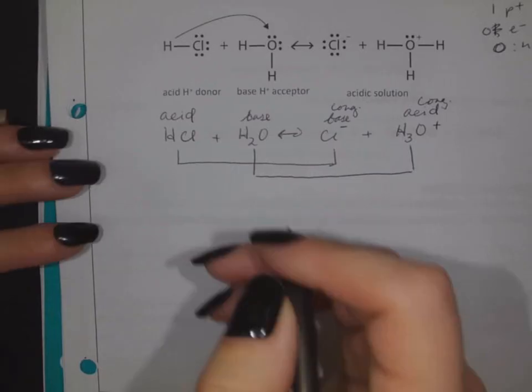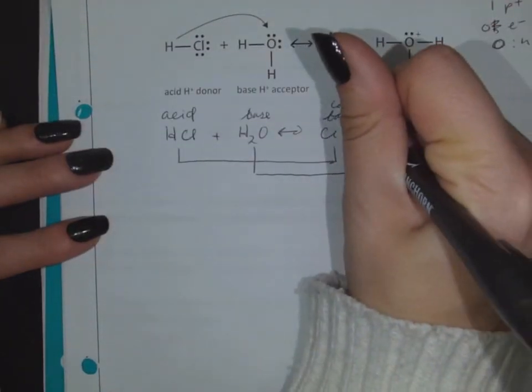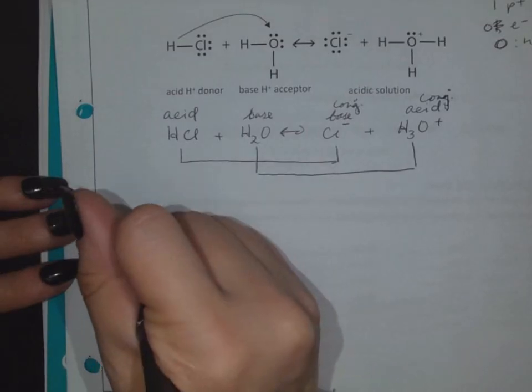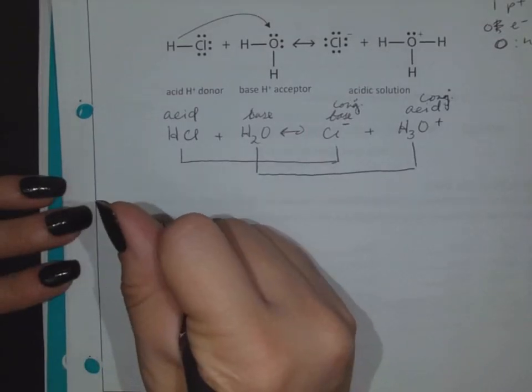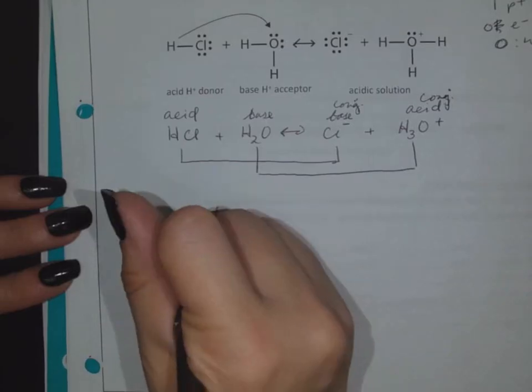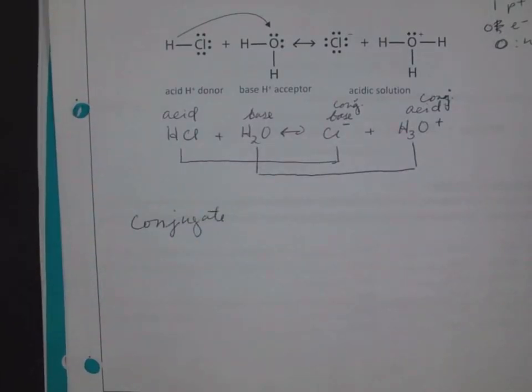Oh, it's a J, sorry. It's going to be a J. Okay, so I'm going to spell it out. CONJUGATE, conjugate. Conjugate acid, conjugate base, and it's just on the product side.